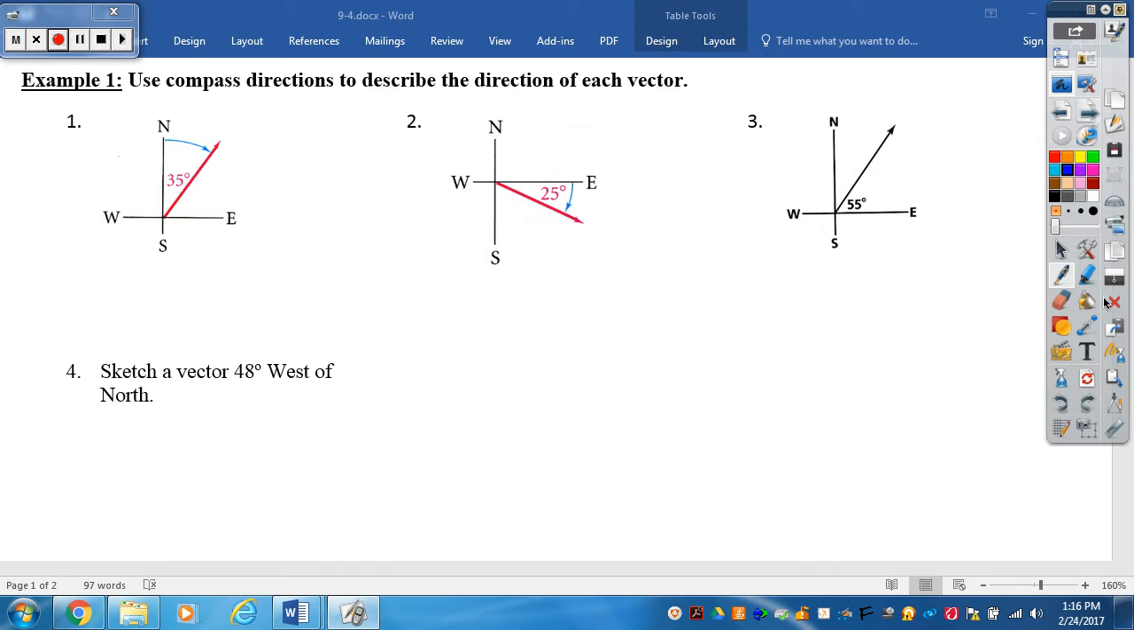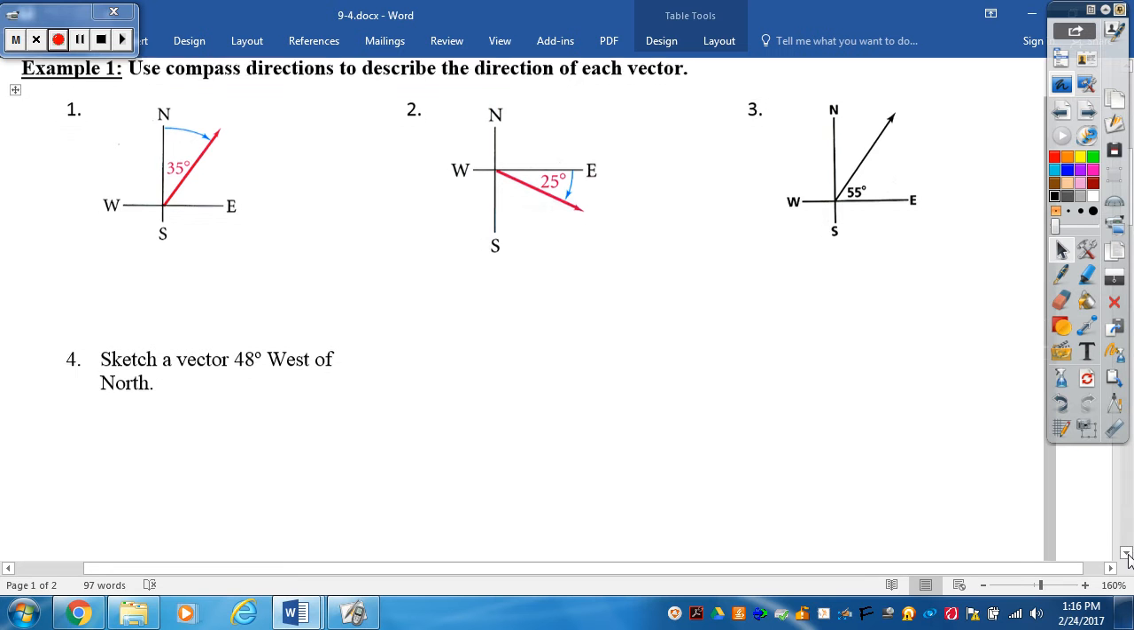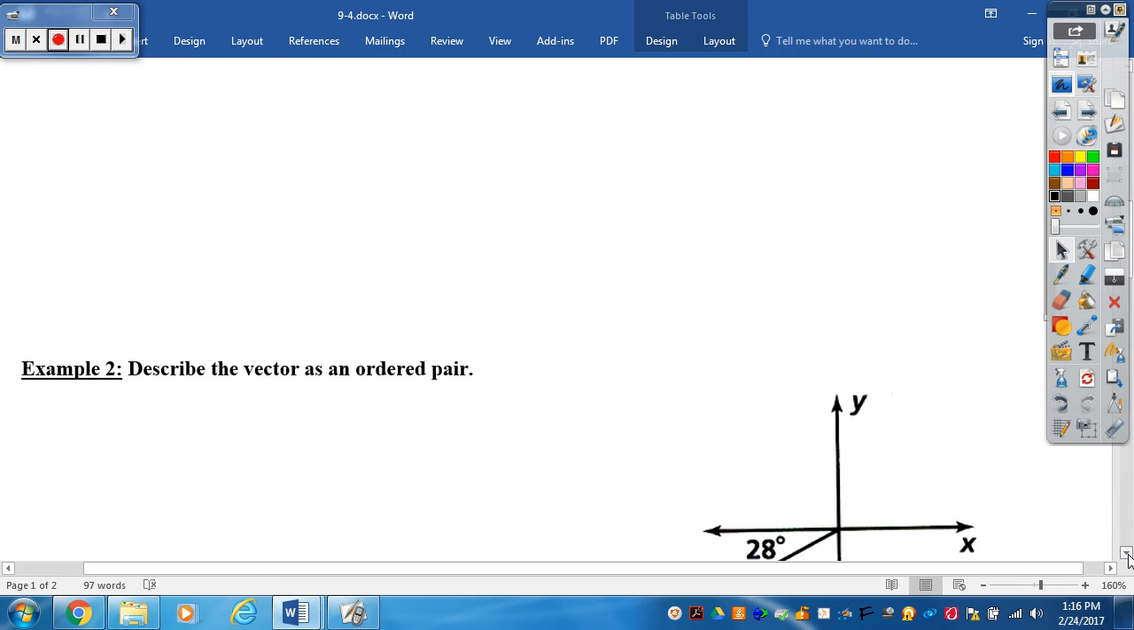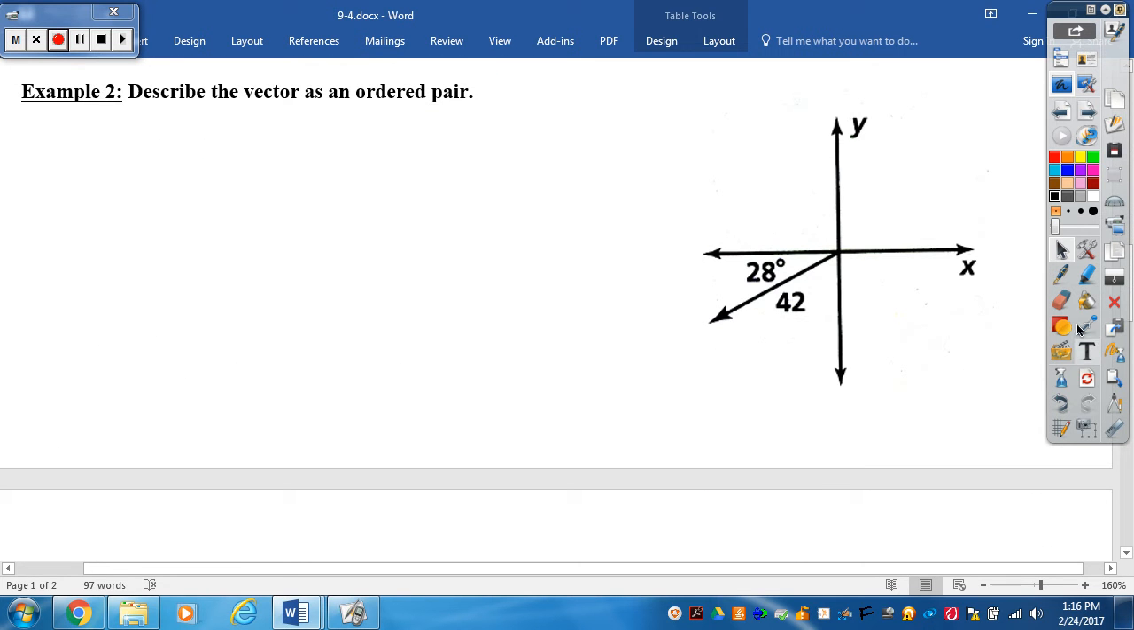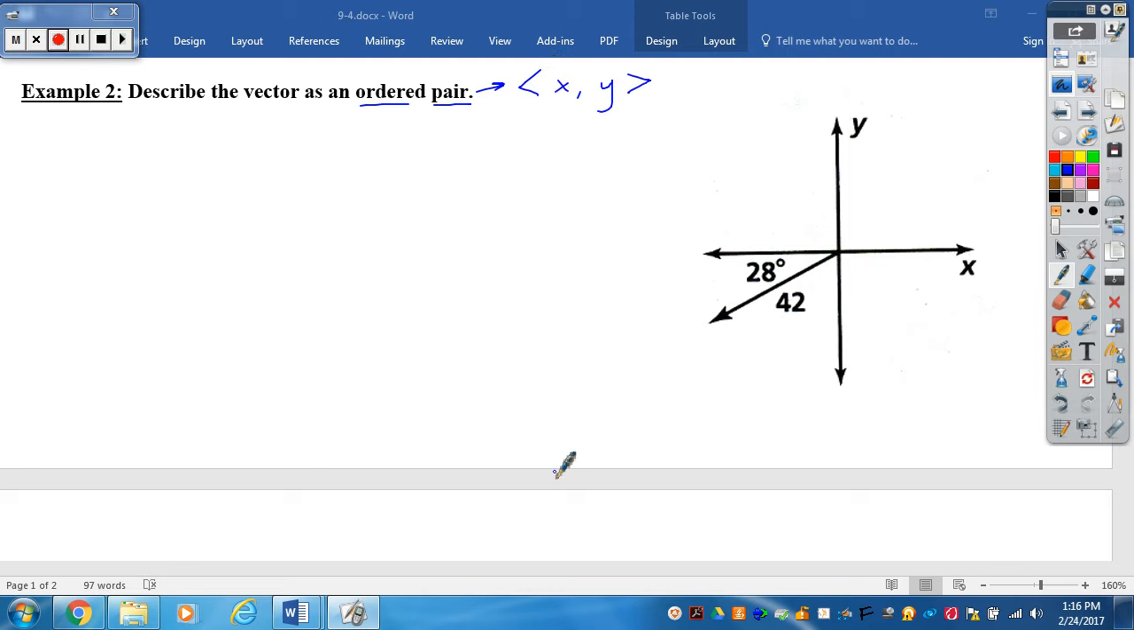All right, now, in looking at the next example here, guys, example number 2, we want to describe the vector as an ordered pair. Now, when we say these words, ordered pair, what we're really saying is we'd like to describe it as an x comma y. Okay? Now, you'll notice there I didn't put them in parentheses. I put them in those little goofy brackets. Well, the reason I do that is because that's how it's shown in your textbook.